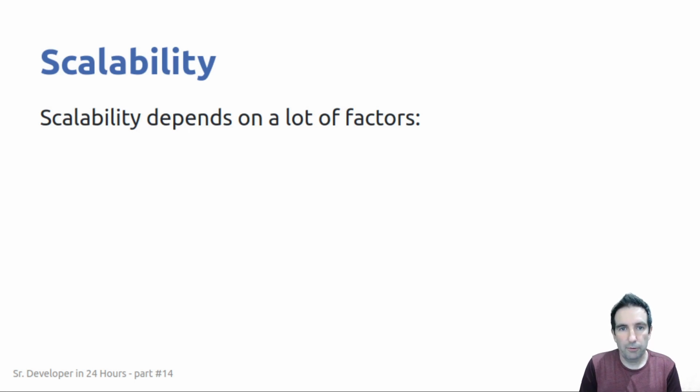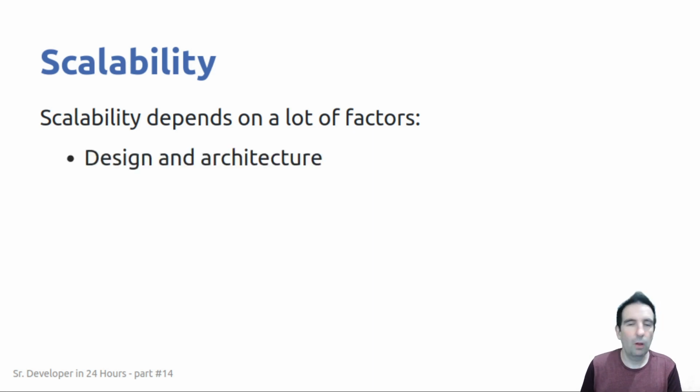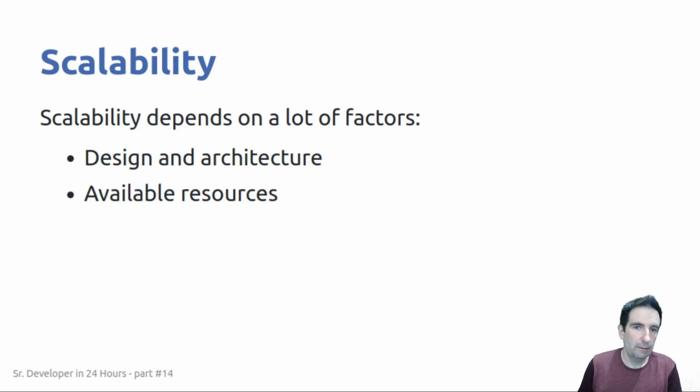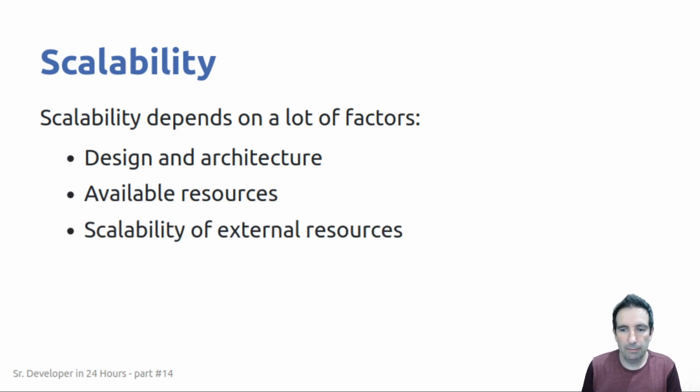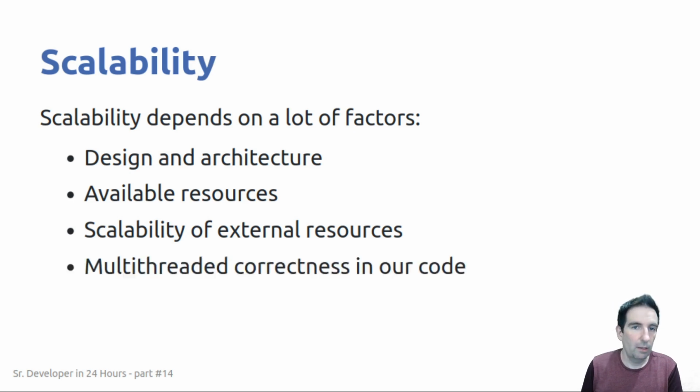All right, so another thing that will make our code high quality is scalability. And in here, again, we're talking about a lot of factors. We're going to go into a lot more detail in another session about scalability. But for now, let's keep in mind that design and architecture will definitely affect the scalability of our code, the available resources that we have, scalability of external resources, and some things that are very particular about the code. For example, multi-threaded correctness in our code.